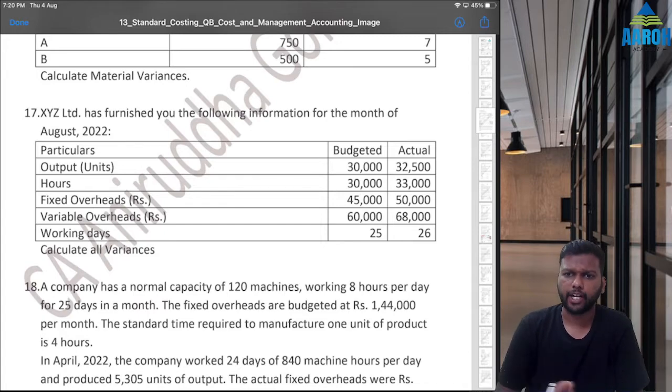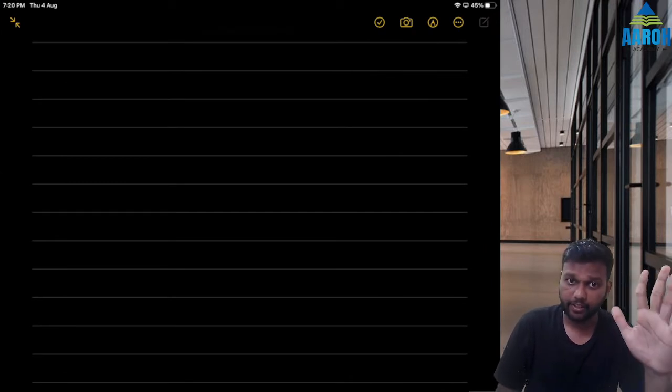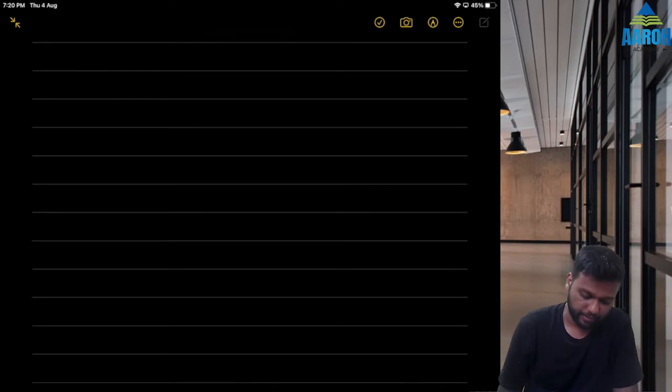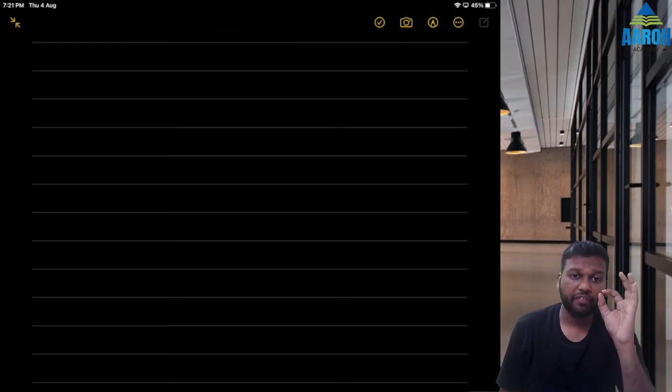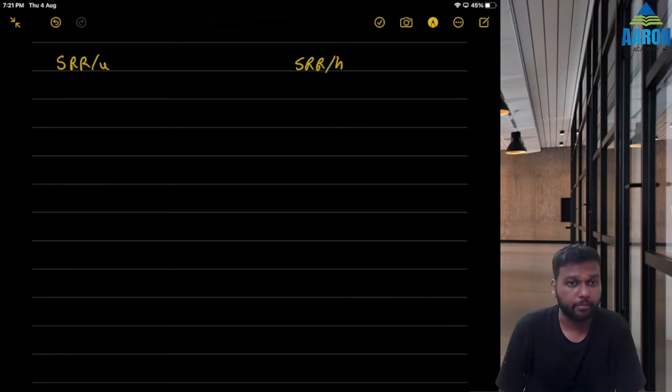Okay, so let's start. Let's revise all the formulas of variable and fixed overhead cost variances. If you understand logically, they are very easy. Okay, so let's revise. First, let's start with variable overheads. For either of the two, variable or fixed, your first step in variance calculation should be calculating standard recovery rate, SRR, per unit and SRR per hour. That should be your first step.